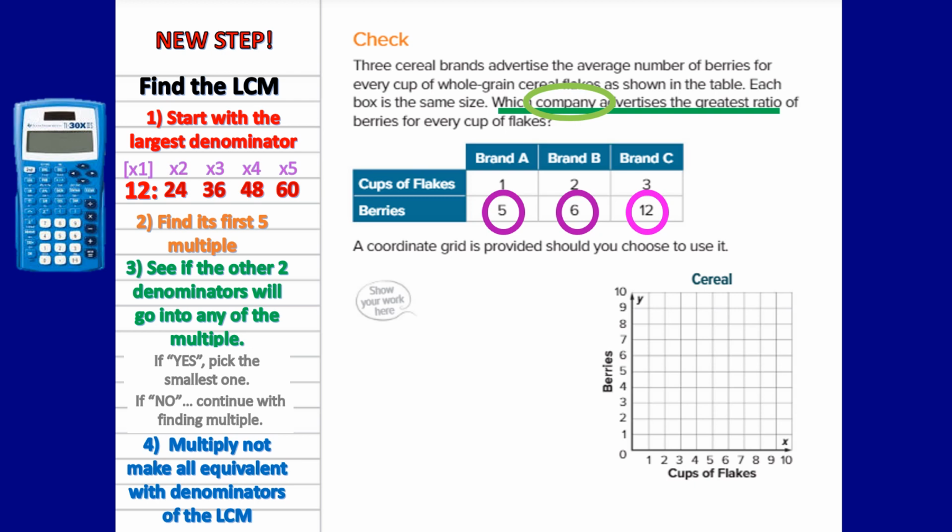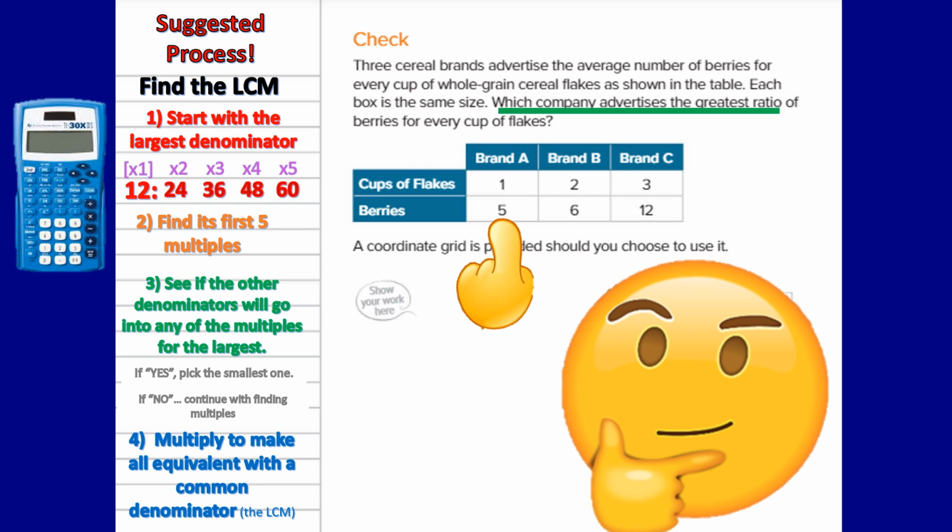So will 12 go in? Starting with the 5, I want to ask, will 5 go into 12? No, it won't. Will 5 go into 24? No, it won't. Will 5 go into 36? No, it won't. Will 5 go into 48? Nope, not that one either. Will 5 go into 60? It does end with a 0 or a 5, so yeah, 60 will work for 5. We know it worked for 12, so that's a good possibility that that's going to be our least common multiple.